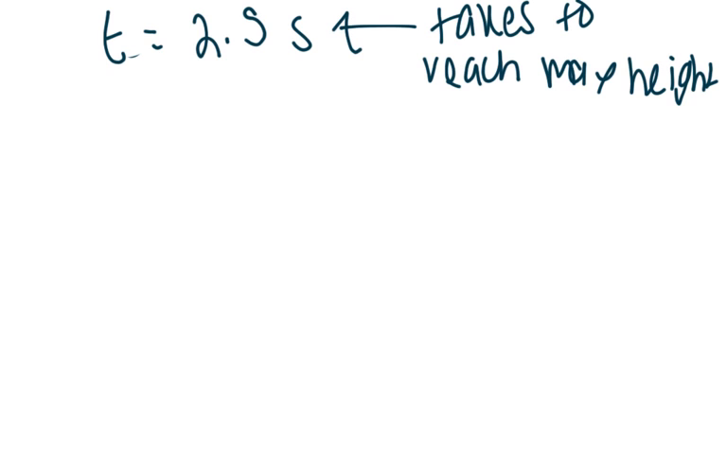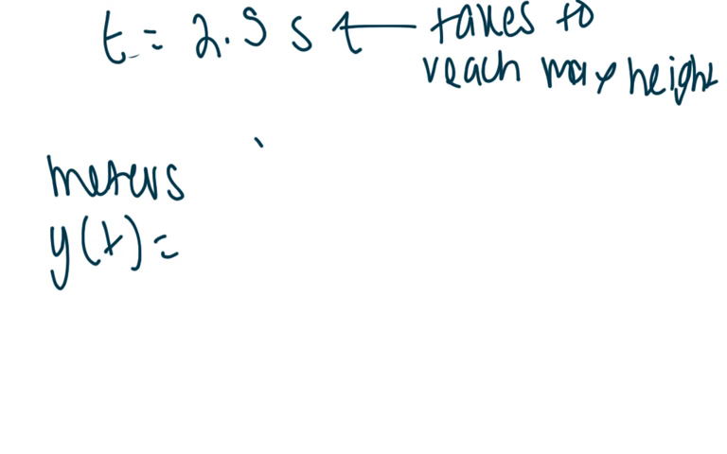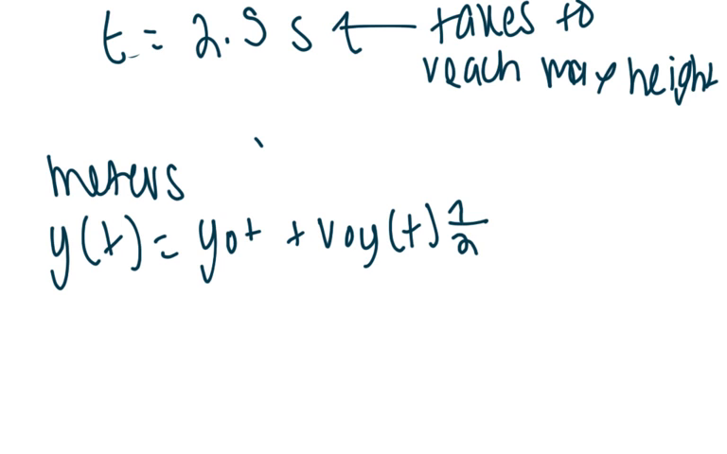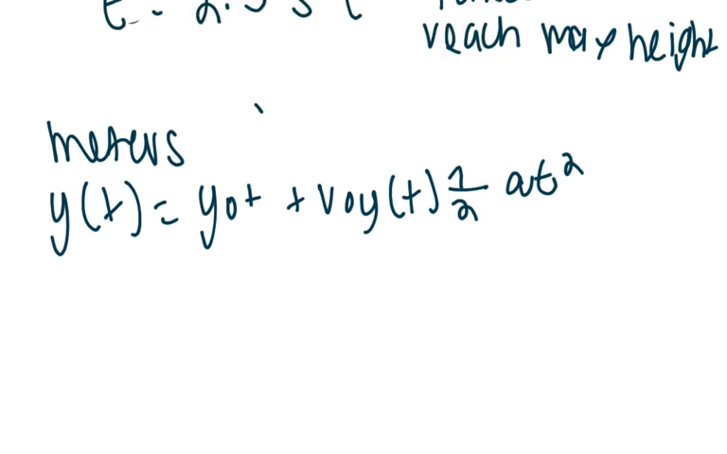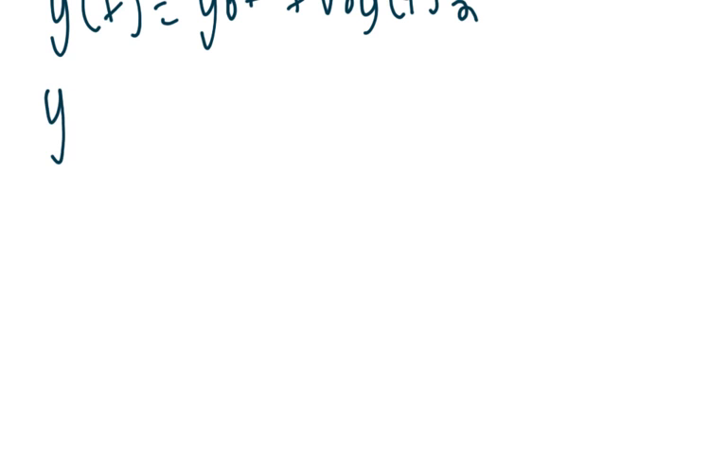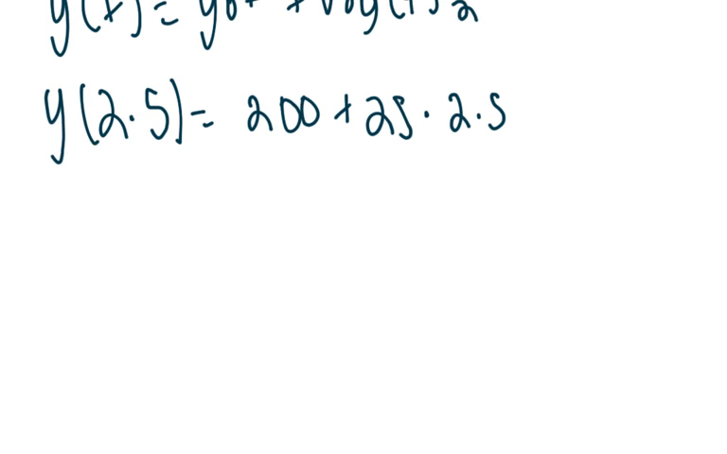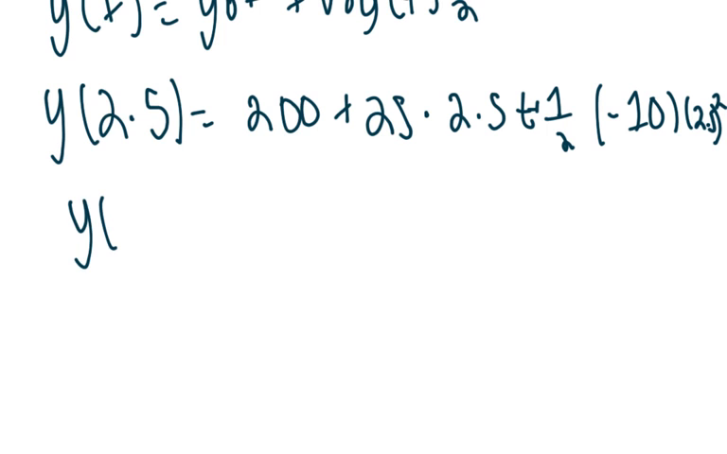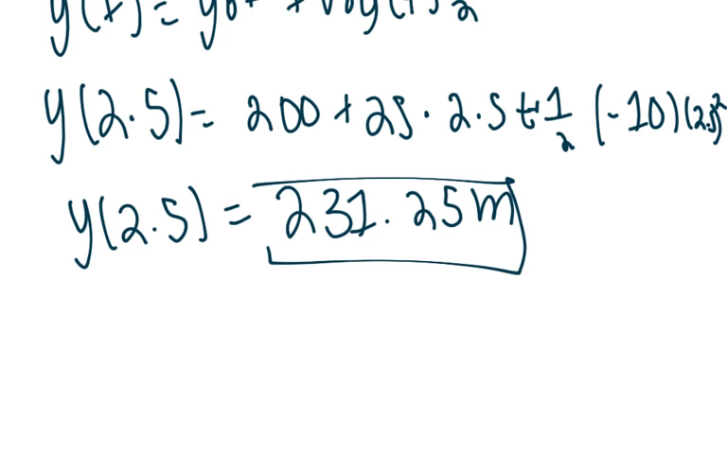But they want it in meters, so to do that, we use this formula, y equals y naught plus velocity of y times time plus the gravity formula, and then we plug in what we just got right here. t equals 2.5, because that's the time it takes. y equals 200 plus 25 times 2.5 plus one half times negative 10, because that's our acceleration, times 2.5 squared, and then our y equals 231.25 meters. So that's the max height in meters.